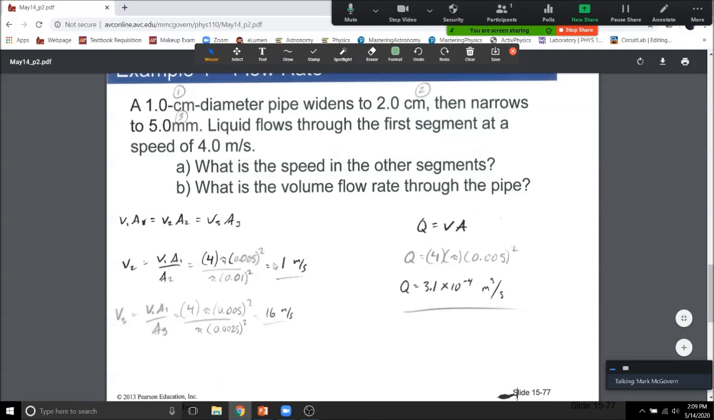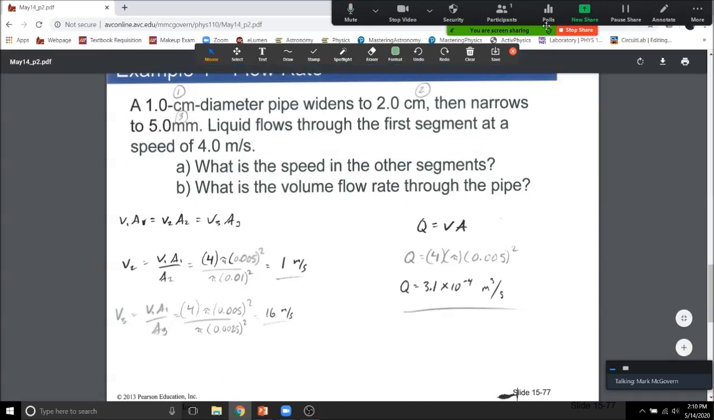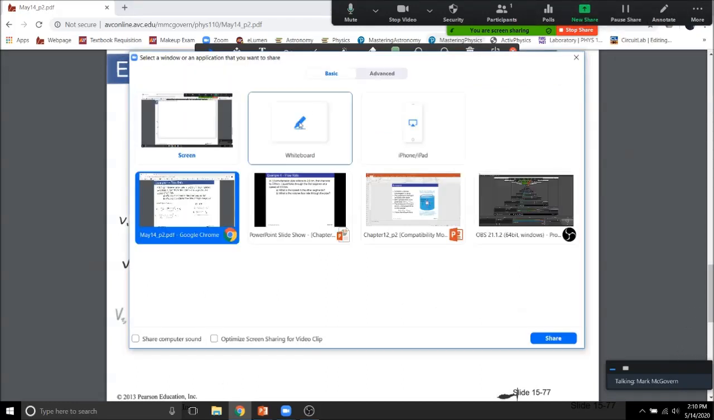If you go to the wider pipe, larger area, smaller speed, down by a factor of 4, 1 meter per second. If we go to the thinner opening, the smaller opening, again, the diameter is down by a factor of 2, so the area is down by a factor of 4, and so the velocity is going to go up by a factor of 4. So we go from 4 to 16. Okay, nice concept there. It's pretty simple. Moving right along.